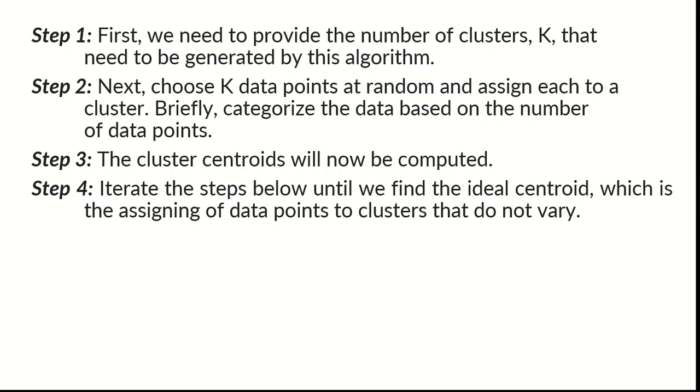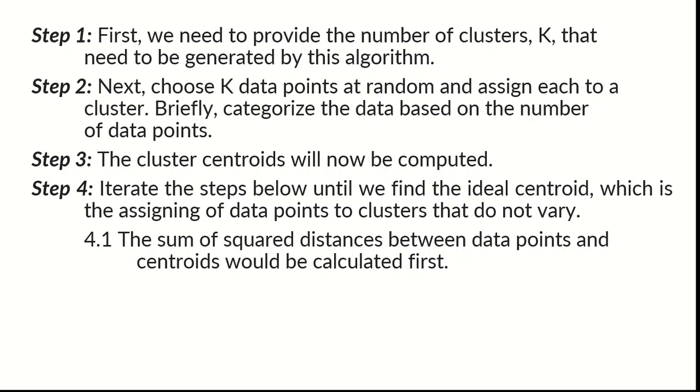Iterate the steps below until we find the ideal centroid, which is when the assignment of data points to clusters does not vary. So the first step is that the sum of squared distance between the data points and the centroid would be calculated first.